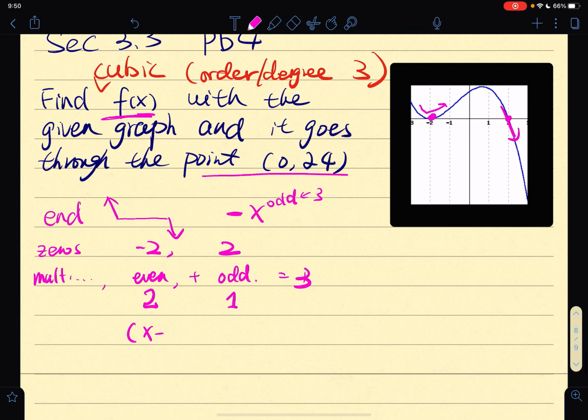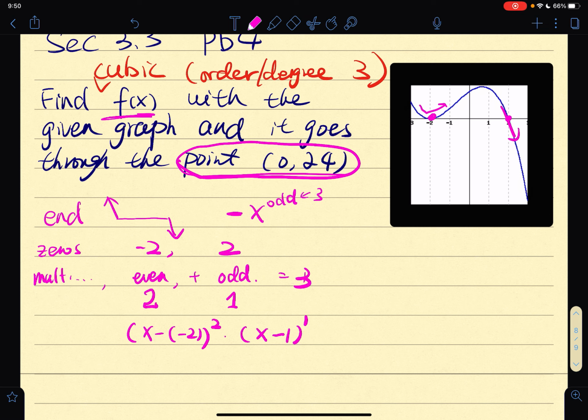So you end up with x minus -2 to the power of 2, and you end up with x minus 1 to the power of 1. The other information you have here is that it goes across the point (0, 24). So it's pretty intuitive to say your function, which by the way, you shouldn't forget, has a leading coefficient in the front.